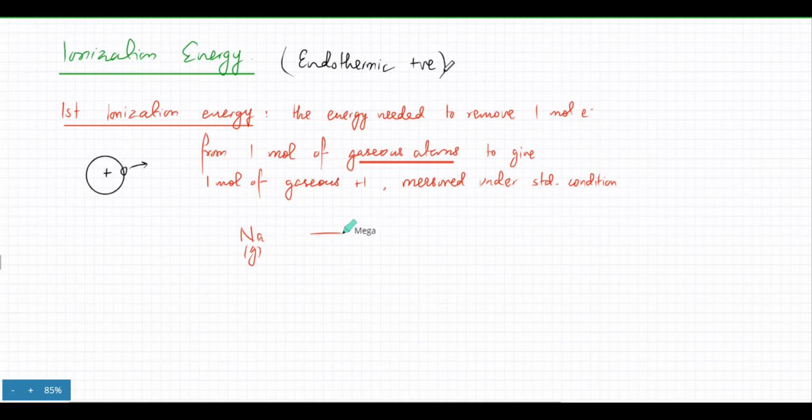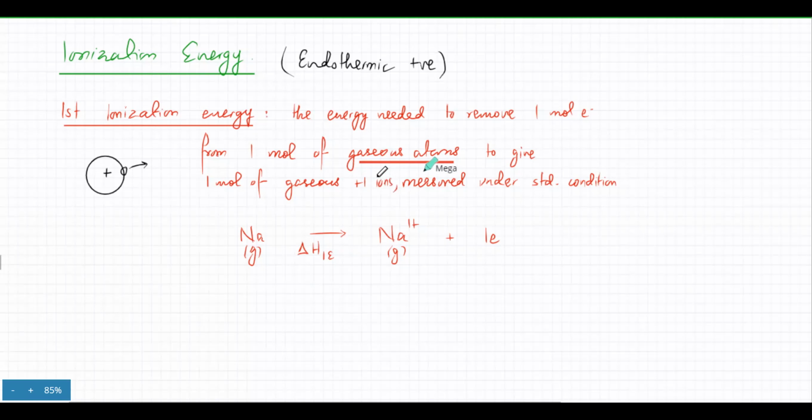I'm going to pick the example of sodium. You're trying to remove one electron. If you remove one electron, you're going to get one mole of gaseous one plus ions, and one mole of electrons are going to be lost. The enthalpy change for this reaction is delta H IE, the first ionization energy. It's very important to actually write gaseous atoms, and also very important to write gaseous plus one ions.